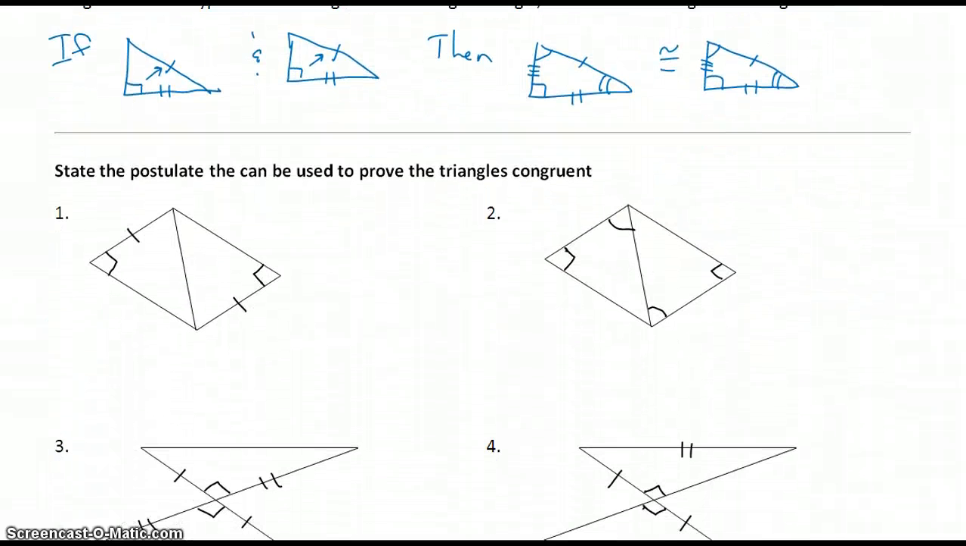Let's look at some examples. If we look at these two triangles, they have a shared side in common, and they also have right angles. And across from the right angles are the hypotenuses and legs. So these two triangles are congruent to each other by HL.